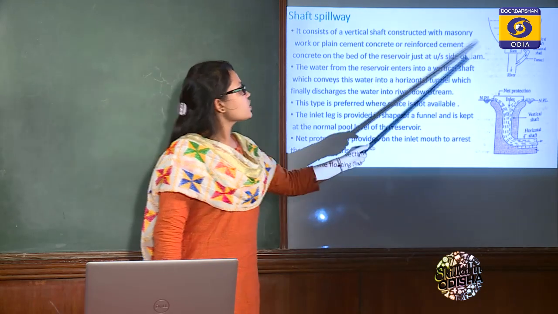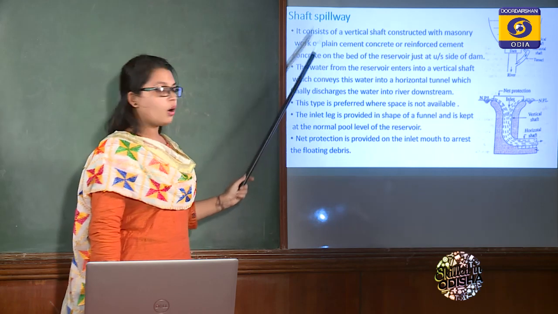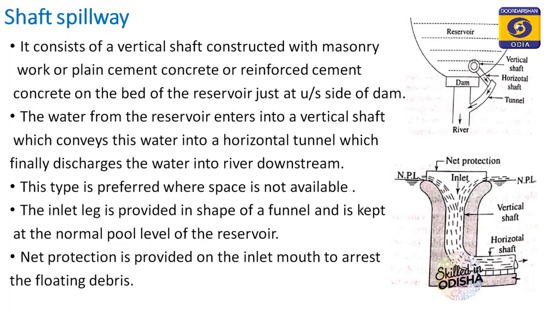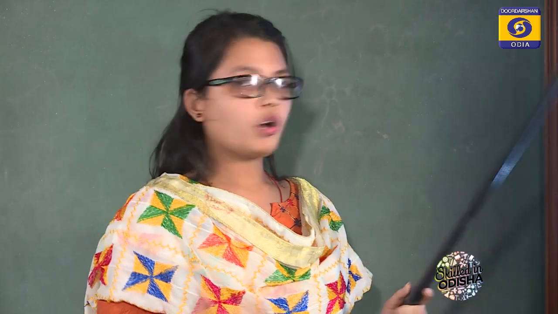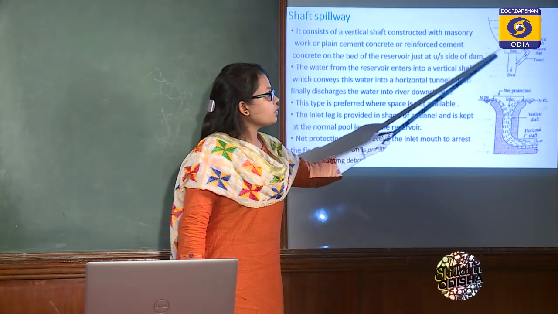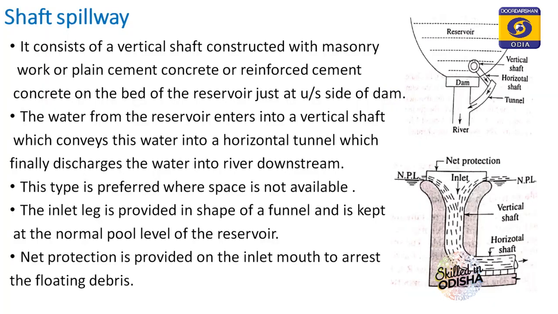So these are constructed. The vertical shaft is constructed of masonry work and plain cement concrete or reinforced cement concrete on the bed of the reservoir, just at the upstream side. Whenever there is space constriction, when we cannot construct the spillway away from the body of the dam, then we can construct the shaft spillway on the river bed at the upstream side itself. So this is the bed of the river at the upstream side, that is the storage reservoir side.